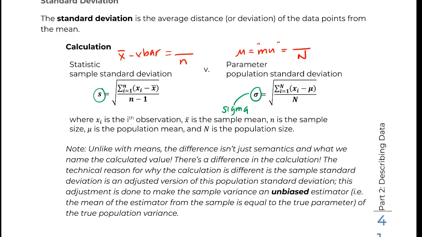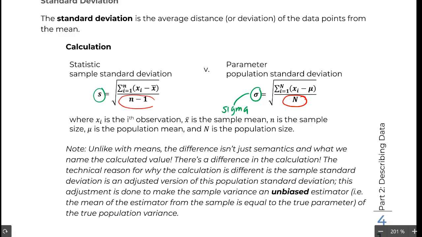But literally the exact same calculation. It was just semantics about whether we labeled it X bar or mu, depending on whether it came from a sample or a population. That is not the case with standard deviation. If you look at these calculations, they are actually different. We're dividing by the population size in the sigma, and we're dividing by the sample size minus 1 in the standard deviation for a statistic, an S. So big difference, and you'll note in every calculator they pop out both.